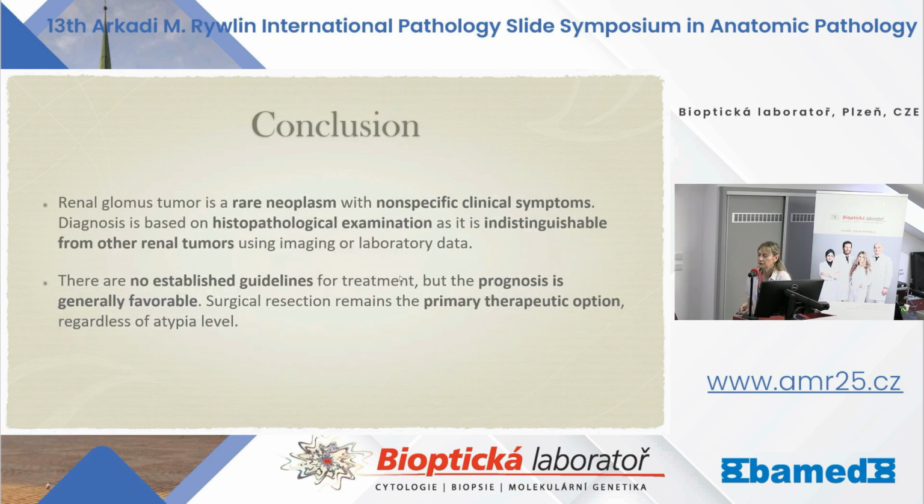So, in conclusion, renal glomus tumor is a rare neoplasm with non-specific clinical symptoms. Diagnosis is based on histopathological examination and is indistinguishable from other renal tumors using imaging or laboratory data. And there are no established guidelines for treatment, but the prognosis is generally favorable. Surgical resection remains the primary therapeutic option regardless of the atypia level.